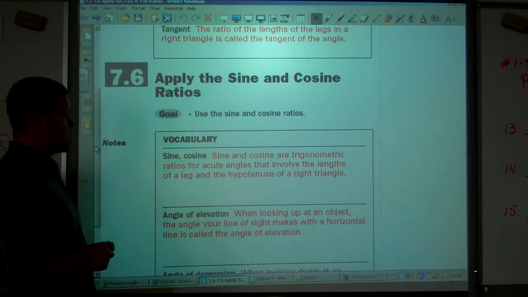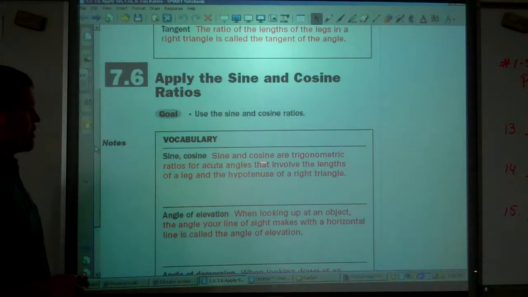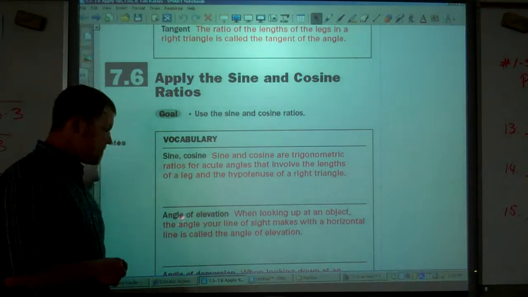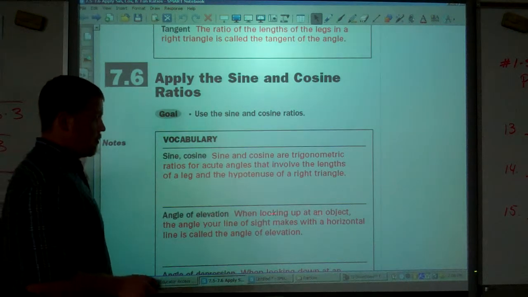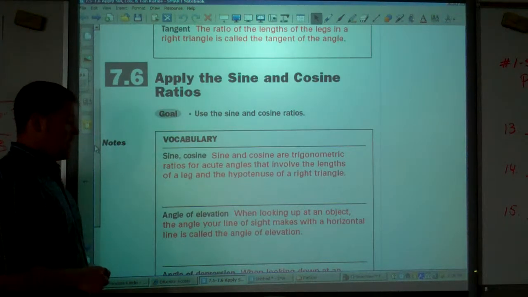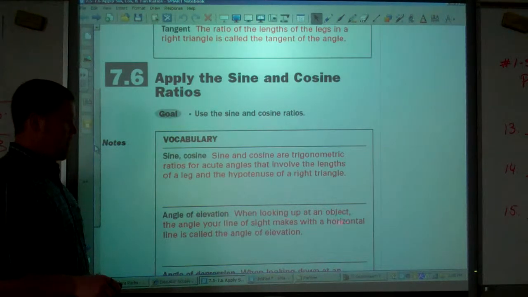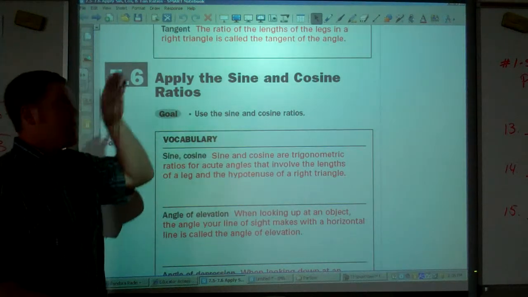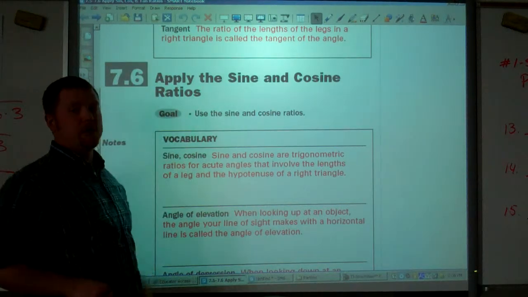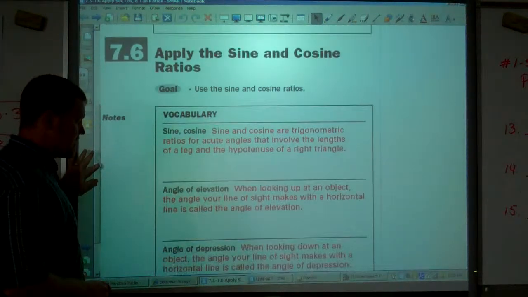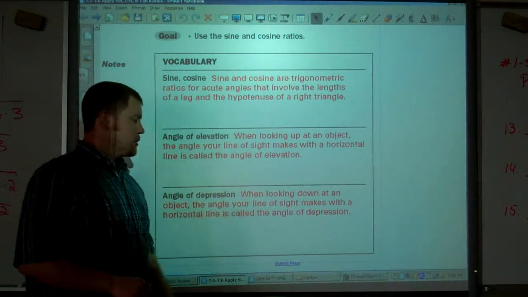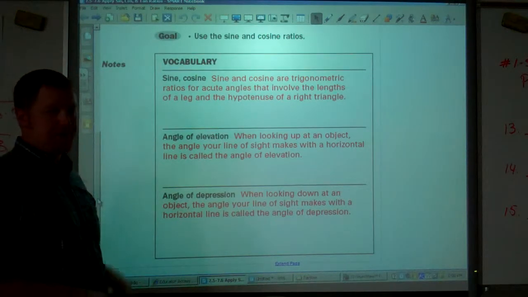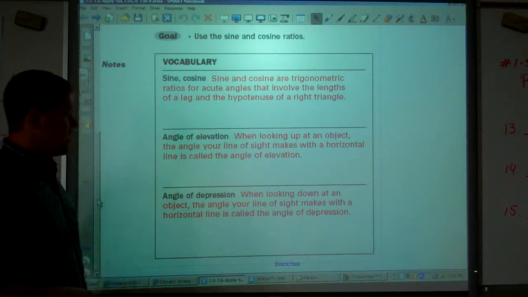Sine and cosine are trigonometric ratios for acute angles that involve the lengths of the leg and the hypotenuse of the right triangle. Angle of elevation: when looking up at an object, the angle your line of sight makes with a horizontal line is called the angle of elevation. Angle of depression: from your horizontal line of sight, you look down at something, the angle between those two lines is the angle of depression.